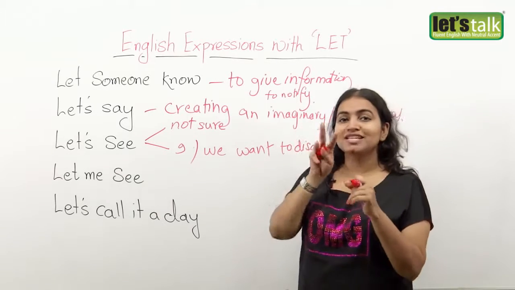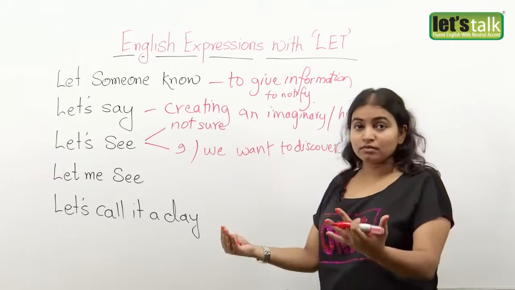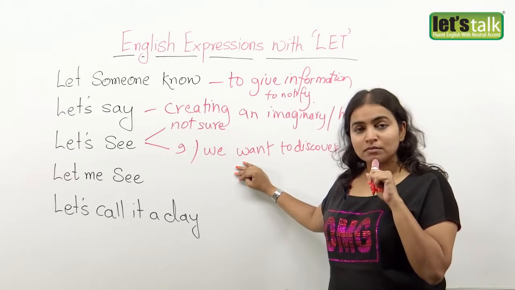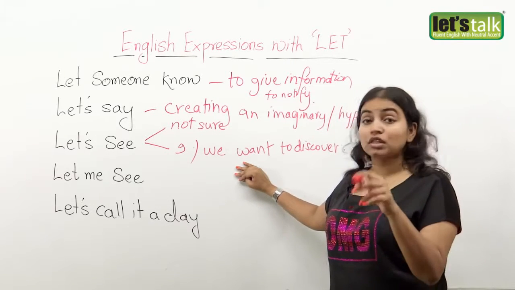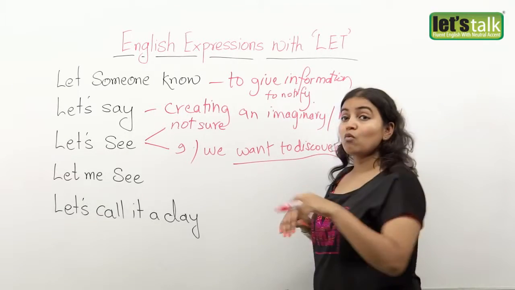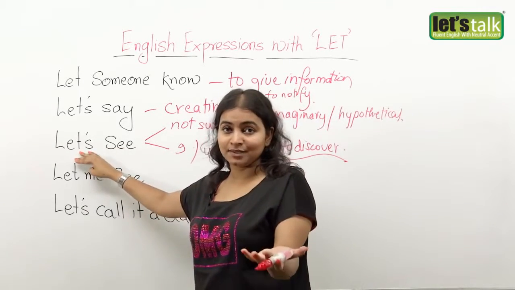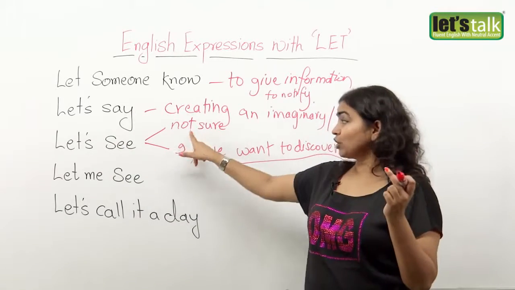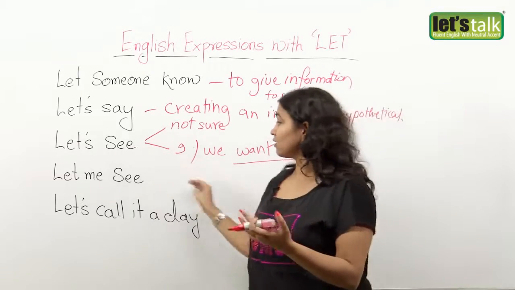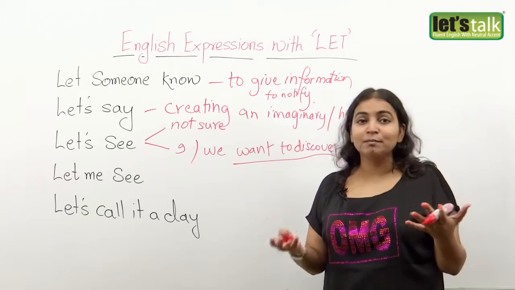But if you want to use it in a different meaning, when you want to say I or we want to discover, somebody may ask you, or you may say something like, I have written my research. Let's see what the professor has to say about it. So you want to discover what is going to happen, and that's why you use the expression let's see. So let's see is used in two ways: when you are not very sure about something, and as another way of saying that I or you or we want to discover what's going to happen, what's going to be done next.